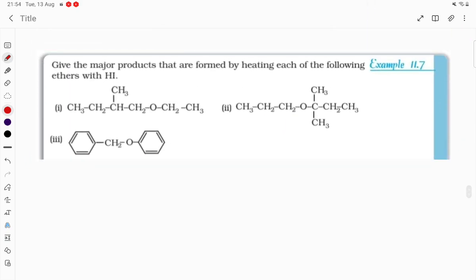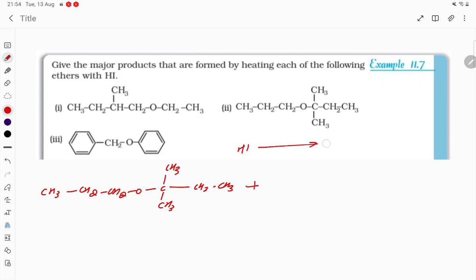Here you see the second one. It is an excellent question, you can say. CH3, this is CH2, CH2, here is O, this is C, here is the CH3, this is the CH3, here is the CH2, and this is CH3. Now similarly the attack will be by H plus I minus. Obviously the attack will be by that H plus ion, because ethers are electron rich species. So how will the attack be here? It is going to form the protonated ether.